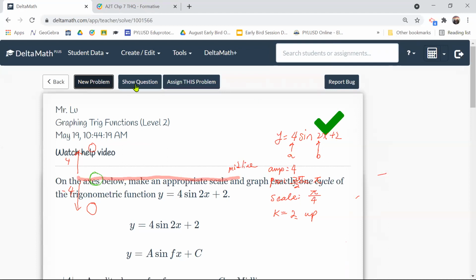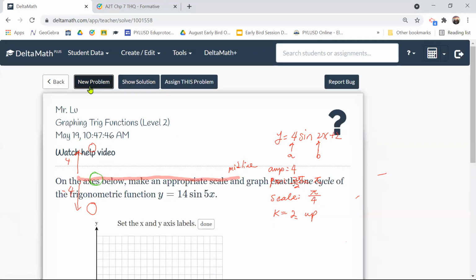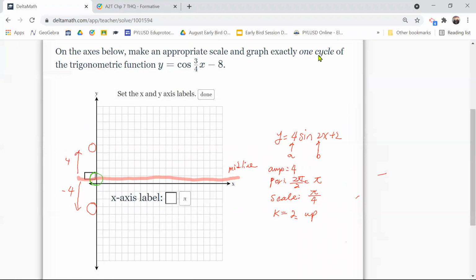All right, let's do a new problem. Let's see if we can get cosine. There we go. We got a cosine. Okay. Clean that up. All right, new question.